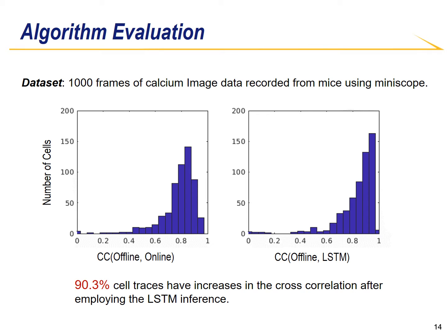We used 1,000 frames of calcium images recorded from mice using the Miniscope as the dataset for the algorithm evaluation. From a comparison between using or not using LSTM inference, 90.3% of cell traces have increased the cross-correlation score after leveraging the LSTM inference, which means a general accuracy improvement in trace extraction.